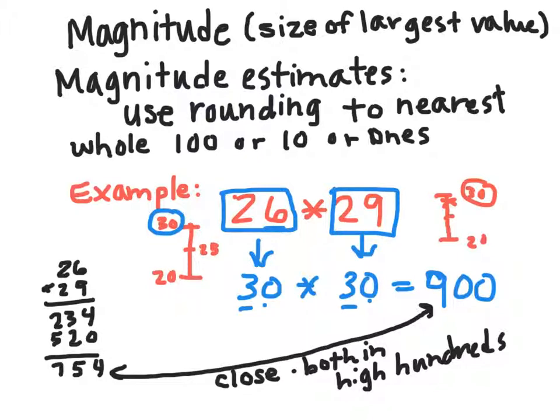And I did a quick little check off to the left with multiplication to get 754, and then I compared that to my estimate of 900, and I could say that they're close because they're both in the high hundreds. And remember, I rounded both the 26 and the 29 up a little bit, so that means my estimate's going to be higher than what the actual answer would be. So lots of different connecting pieces and observations you need to make when you're estimating.